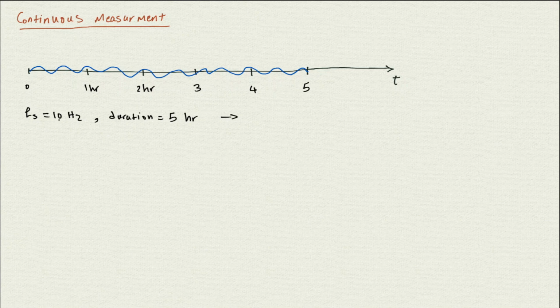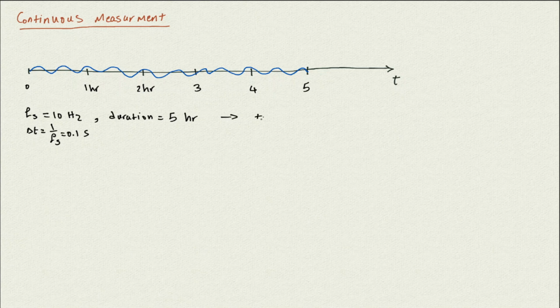So if this is 10 Hz, it means that the delta t between every two data points is 1 over fs, which is 0.1 second. So every 0.1 second we measure 1 data point, and then the next 0.1 second, and the next 0.1 second, we measure a data point.